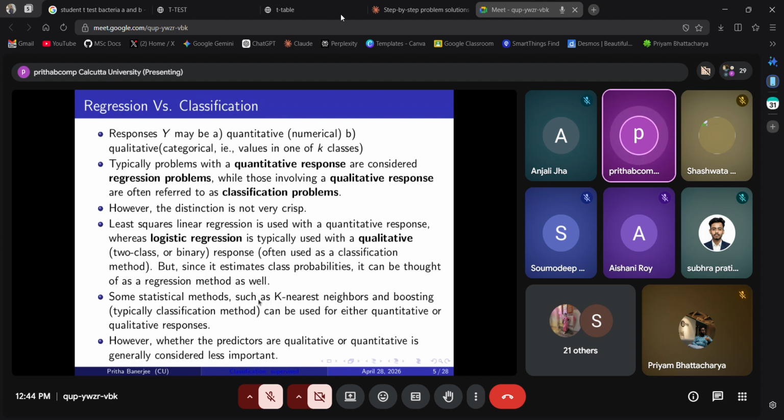So some statistical methods: you have possibly studied k-nearest neighbor and boosting algorithms. These typical classification methods can be used for either quantitative or qualitative responses. Even though we know k-nearest neighbor only for classification purposes, with some modifications we can use it for regression also, to get a quantitative response. So the numerical response also we can get using k-nearest neighbor or boosting algorithms, which are typically used for classification.